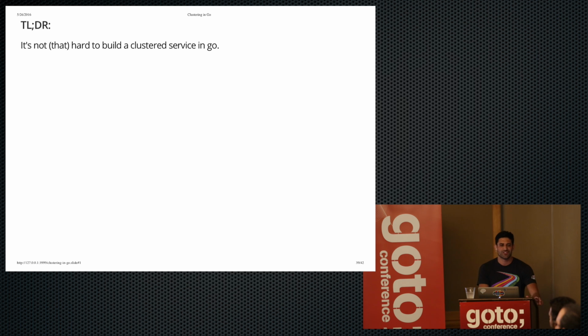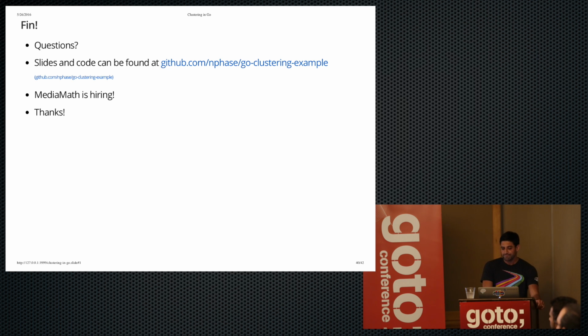There's one takeaway. It's actually not that hard to build clustered services in Go. Again, memberless is your friend. CRDTs are also your friend. All of this code is up on GitHub. You can play around with it, and again, nitpick as you will, ask questions, whatever. And that's it for me. So if you guys have any questions.